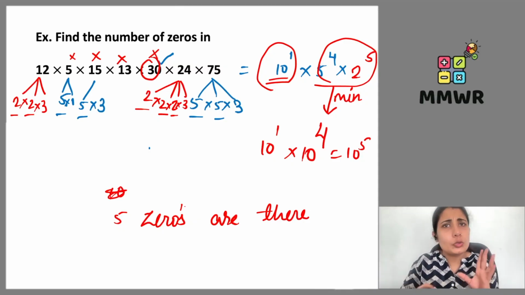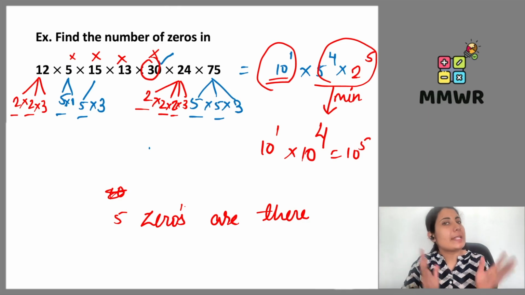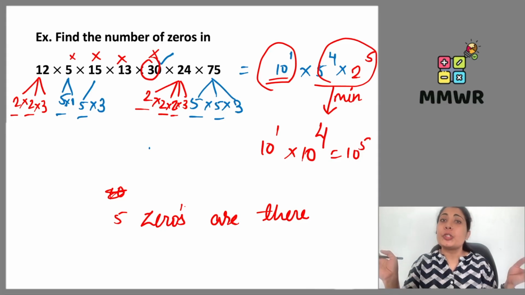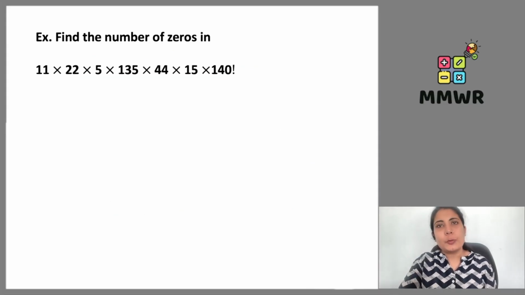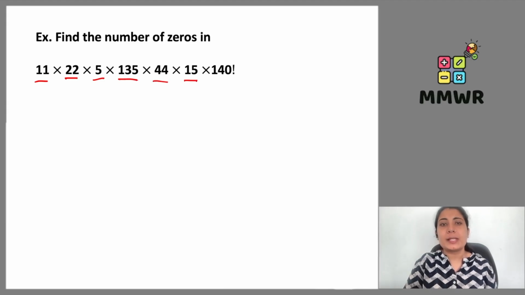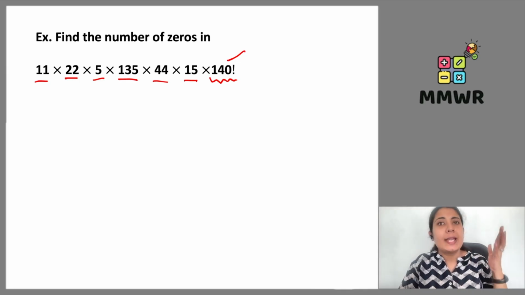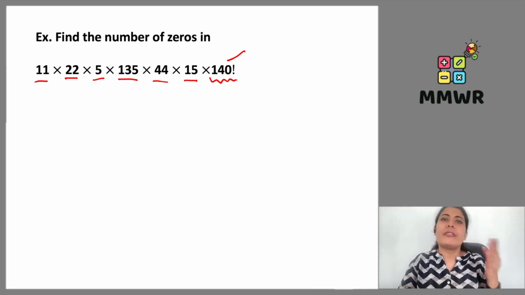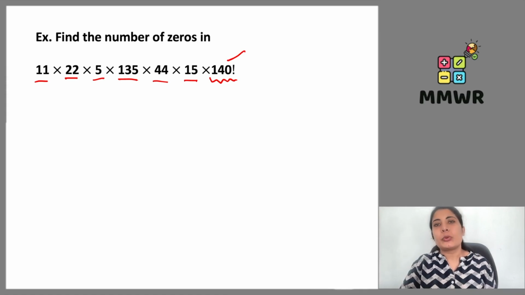I hope it's easy to understand and you can easily apply it in any of the problem. You can easily count the number of 5's and number of 2's. Let's move to another problem where the question says find a number of zeros in 11 multiply 22 multiply 5 multiply 135 multiply 44 multiply 15 multiply 140 factorial. Now here we have to apply that method only. How to find out the number of 2's and number of 5's in any of the factorial value.